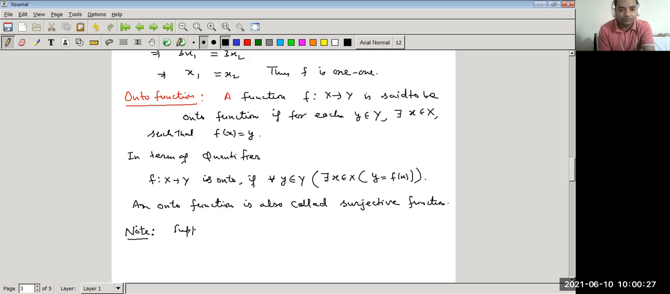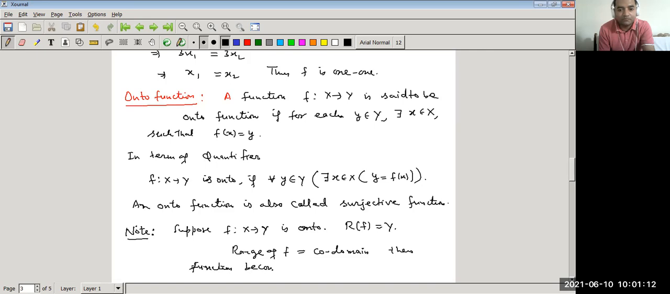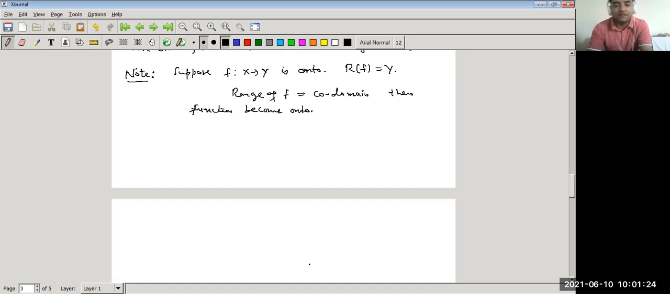So suppose f is a mapping from X to Y that is onto, then range of the function f is equal to Y. And if range of f is equal to codomain, here Y is codomain, then the function becomes onto. So sometimes if we prove that the range of the given function is equal to the codomain, then we can directly say this function is onto function.